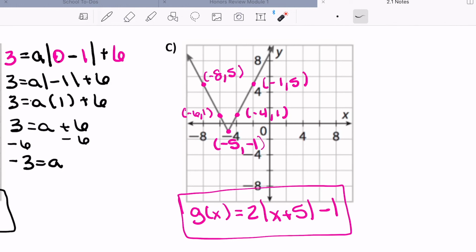All right, for your graph, you should have 2 times the absolute value of x plus 5 minus 1. It did not matter what point you chose to use, they would all give you an a value of 2, as long as you remembered to make your h a positive 5 in here. Because when we substitute x minus negative 5, it turns into that positive 5. Always make sure to check your signs, make sure you are doing it correctly.